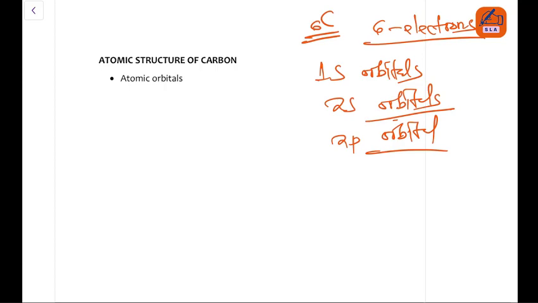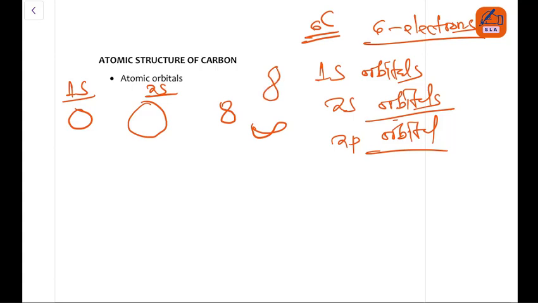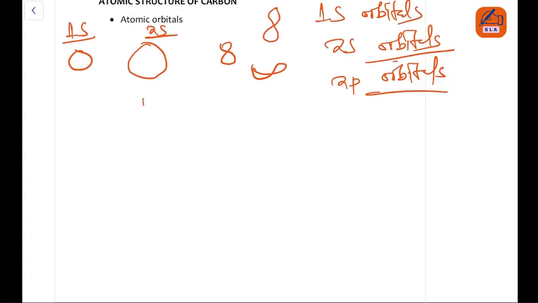The 1s orbital is spherical in shape, and actually all s orbitals are spherical in shape, but the 1s orbital is smaller than the 2s orbital. So the 2s orbital will be much larger. The 2p orbitals are dumbbell in shape. Dumbbell is this way. So we have 3 p orbitals, 3 orbitals aligned in axes.